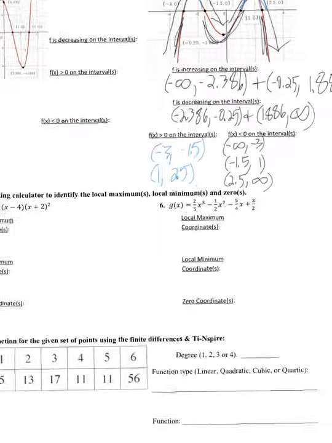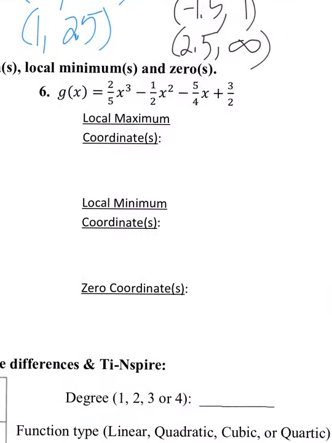So that means I'm going to go next to number 6. Number 6 is all calculator work, okay? The instructions say use the graphing calculator.